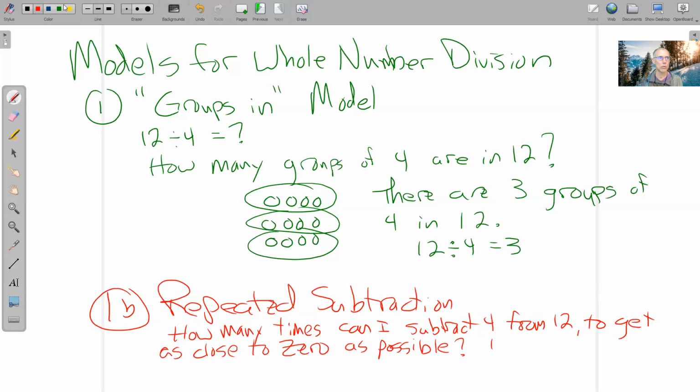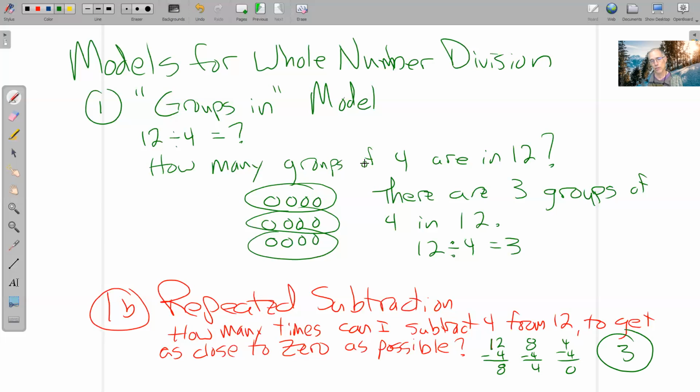So start with 12 and take away 4, that gives me 8. And then 8 take away 4, that gives me 4. And 4 take away 4 gives me 0. I can't get much closer than that. And so I get that this happened 3 times. So I subtracted 3 times, so 12 divided by 4 must be 3.